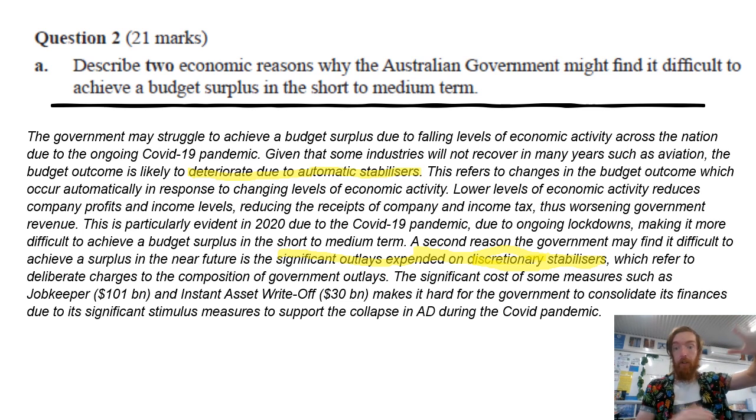This is obviously way more than needed; you could write less than this and still get the full marks, but that's a massively detailed answer to give those 2 marks each, with really clear reasons about why they might struggle in the short to medium term. And that short to medium term is what's really important there.